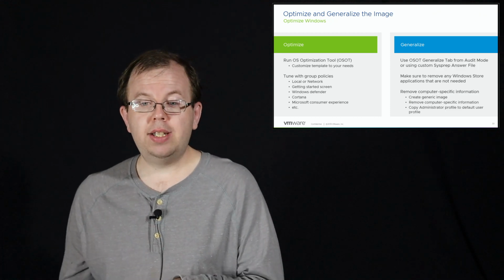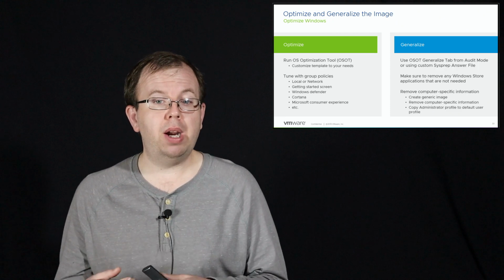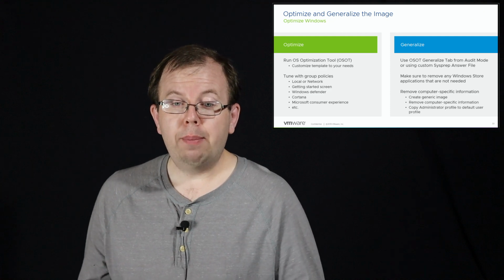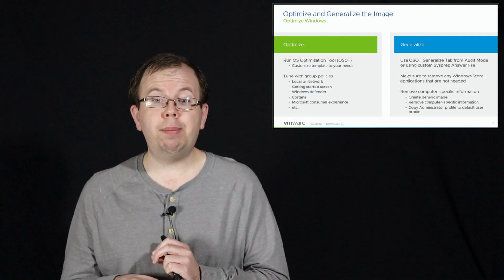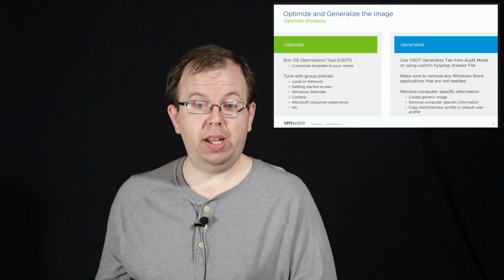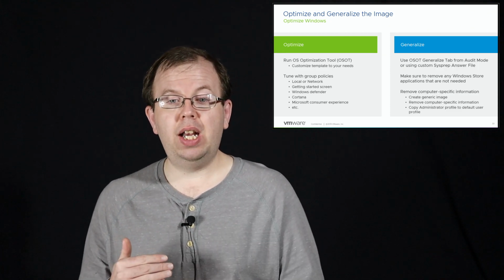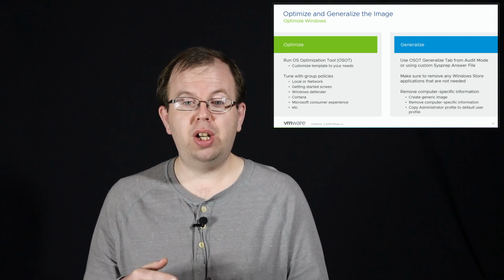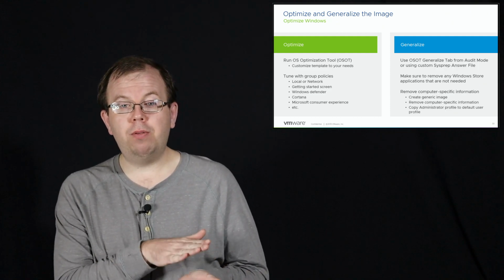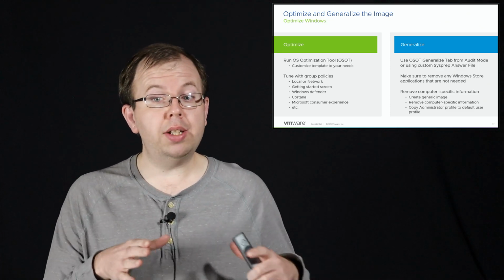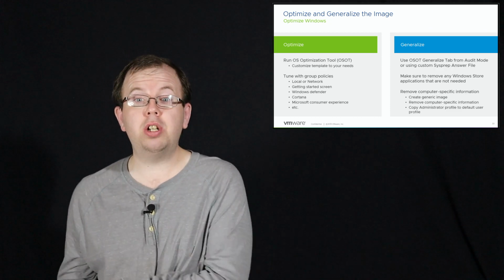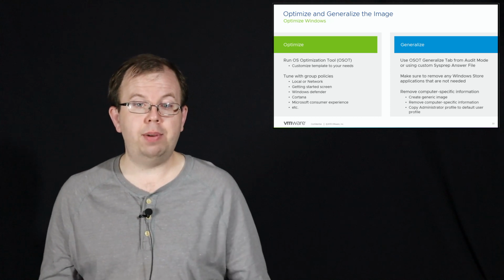After that, we'll generalize the image. This is where we run sysprep from audit mode using a custom sysprep answer file. Before we do this, we want to make sure we remove any Windows Store applications that are not needed. This will reduce the potential of sysprep breaking. So what we do here, we remove the computer-specific information. We're essentially generalizing the image. And then we're also going to copy the administrator profile to the default user profile. So this enables us to customize that administrator profile when we're installing our applications. And then this will apply to all users when they sign in for the first time.